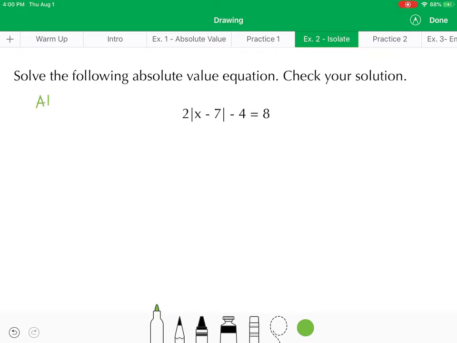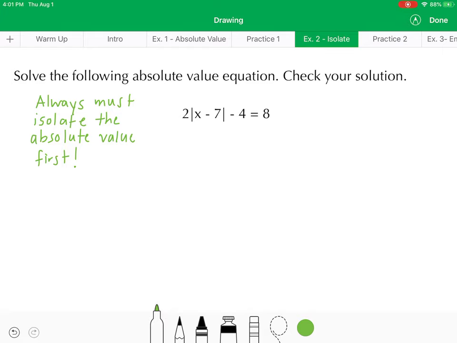You always must isolate the absolute value first. I want you to do that before you try to set up your positive case and your negative case. So what do I mean by isolate? Isolate means get the absolute value alone by itself, okay?